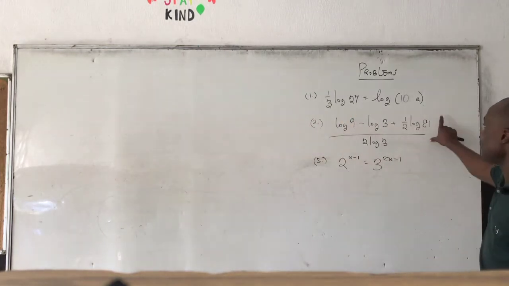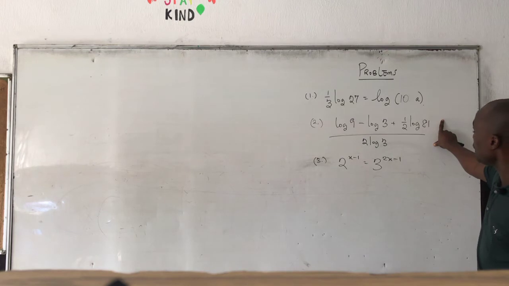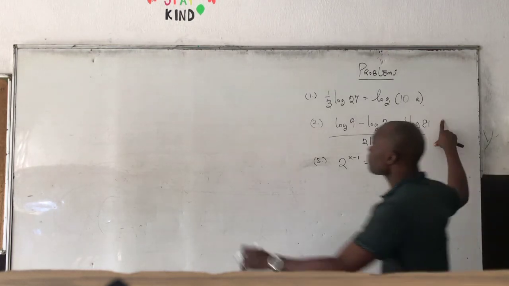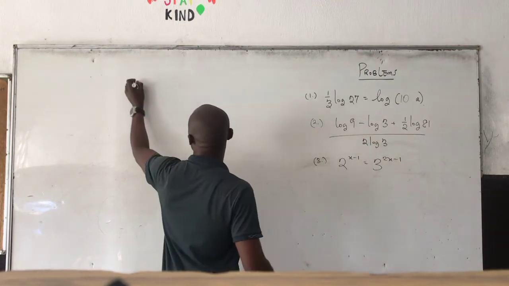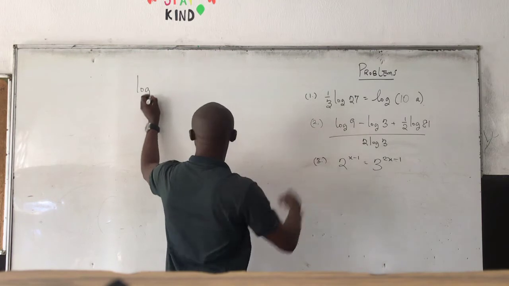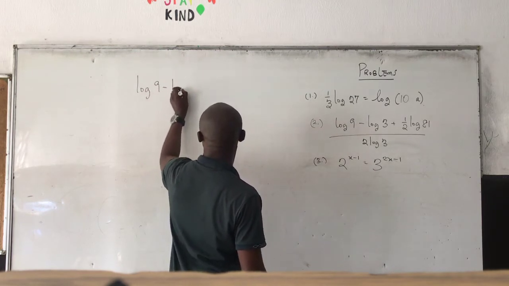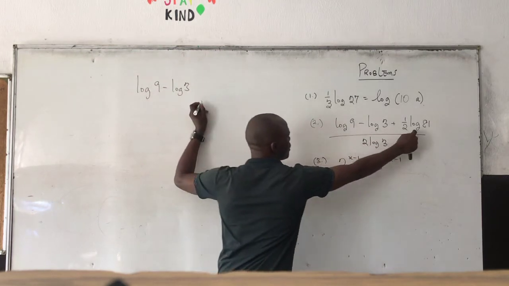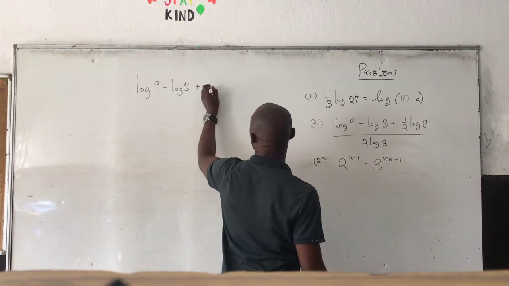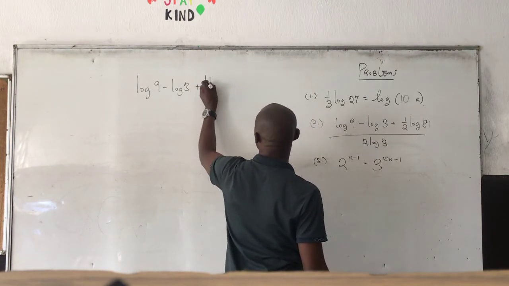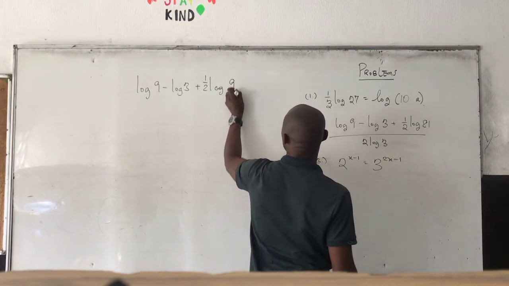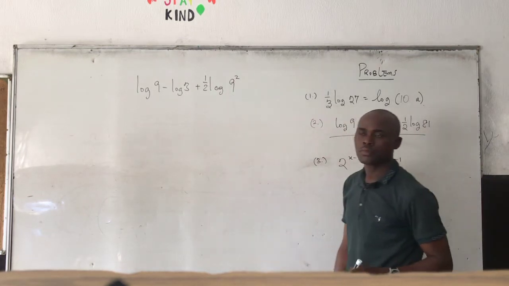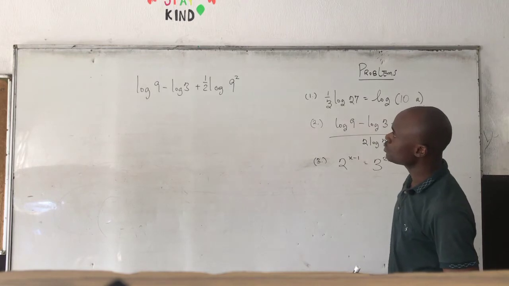The next video, the next question here, which is actually an expression. We can apply this first rule here, but to do that, we can have log 9 minus log 3. Let's work on this. This we know can be 1 over 2 log 81, which is 9 to the power of 2.